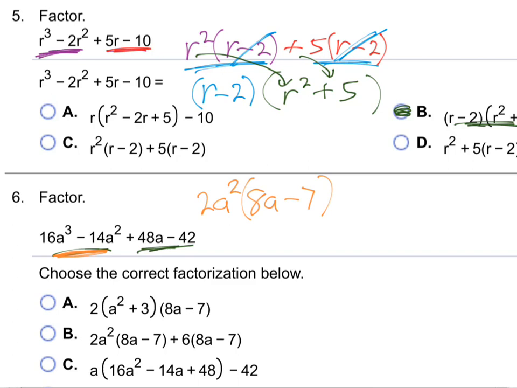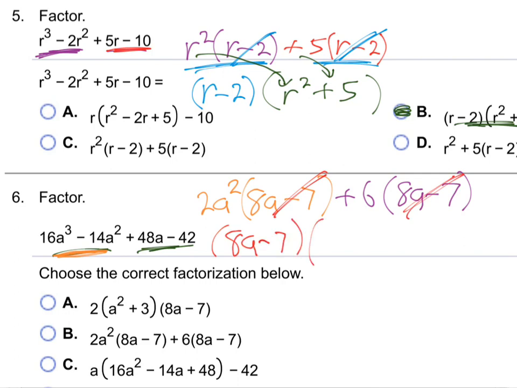And what about the back two? They got a 6 in common. Leaves 8a minus 7. We good to there so far? All right, now what do they both have? 8a minus 7. Put it in the front. What does it leave? 2a squared plus 6. We good?